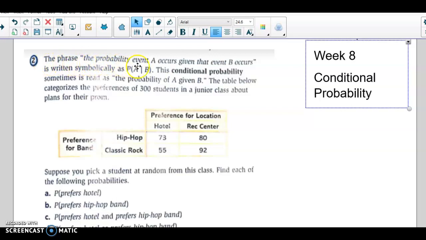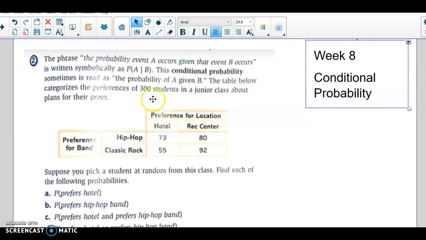The phrase, the probability event A occurs given that event B occurs, that's what's called conditional, okay? We know the probability that one thing happens based on the condition that something else has happened. And it's written this way, P, A, and then the up and down bar B. This conditional probability sometimes is read the probability of A given B. That's like the shorthand way.